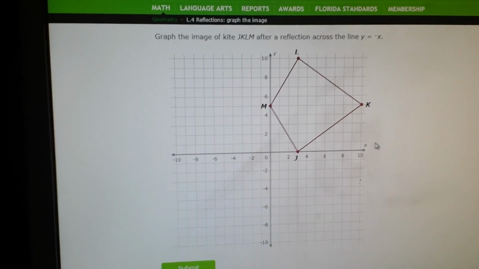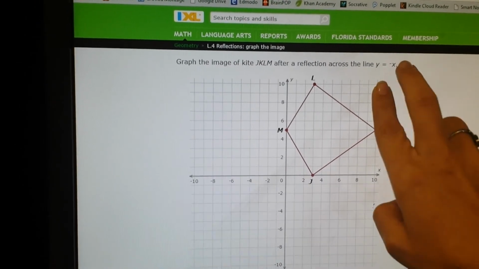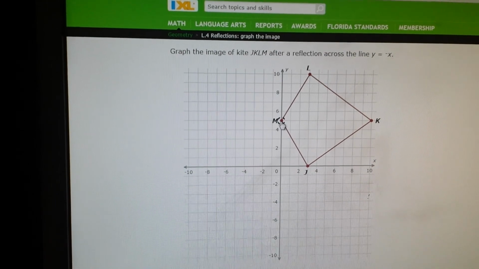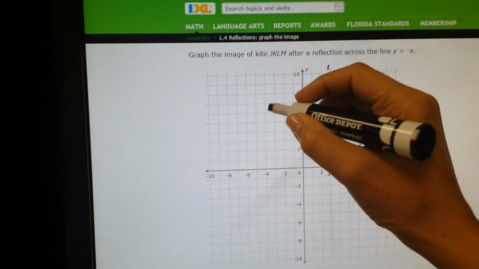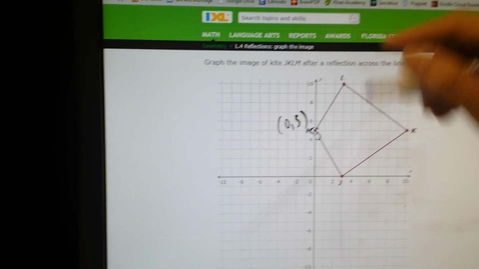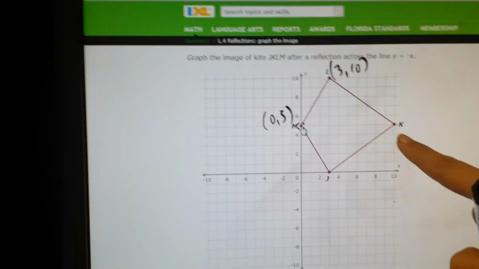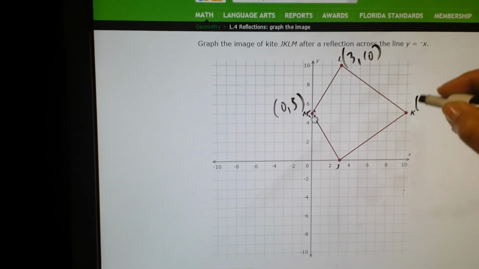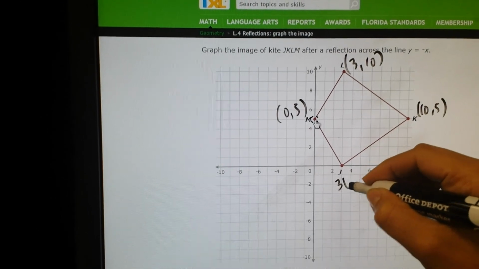Alright, reflection, oh here we go. So remember what I told you, across y equals negative x, not only do you switch the coordinates, but you change the signs. Alright, so the coordinates for this one are 0, 5. In fact, I'll just write them down so that you don't get lost with what I'm doing. L is 3, 10. K is 10, 10. Sorry, 10, 5. J is 3, 0.